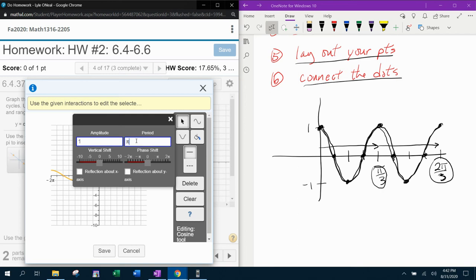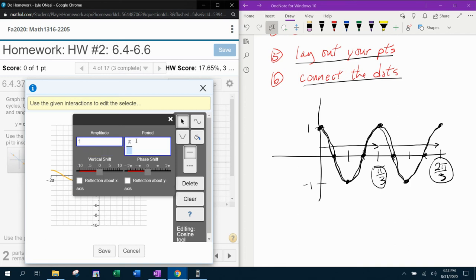Now, what I did to get the pi symbol is I typed the letters pi. In MyLab Math, if you need the pi symbol somewhere, you can type the letters pi, and it'll make the pi symbol. And then I'm going to hit the divided by on the keyboard, and it makes a fraction. So there's my period, pi over 3.